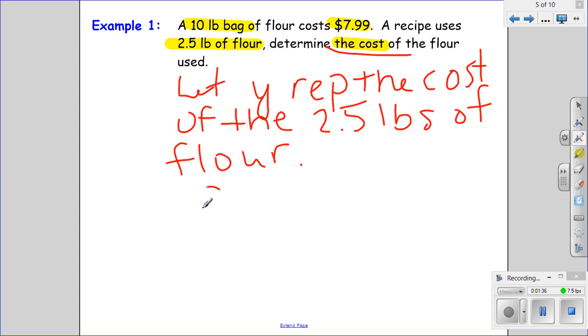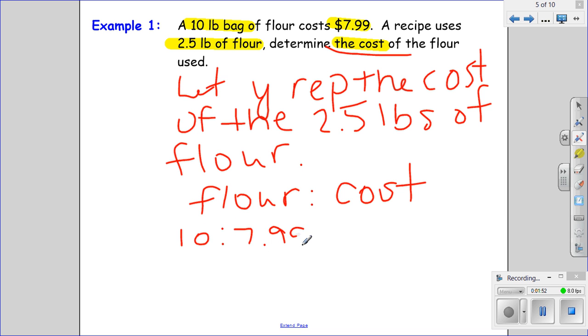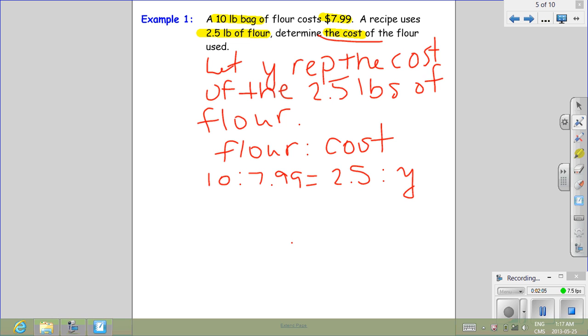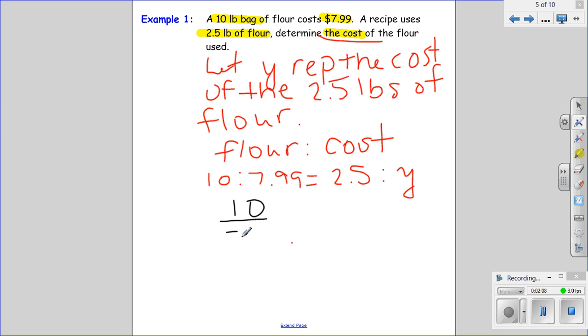We are given the ratio of flour to cost. I know this kind of goes against what we talked about with ratios, that they have to have the same units, but we're setting it up as a proportion. So as long as we're consistent, it's okay to do here. We have 10 pounds to $7.99, and that equals 2.5 to y. Now, what can we do with that? Well, we already learned yesterday that in order to solve something like this, it's easier if we set it up in fraction form. So 10 over 7.99 equals 2.5 over y.